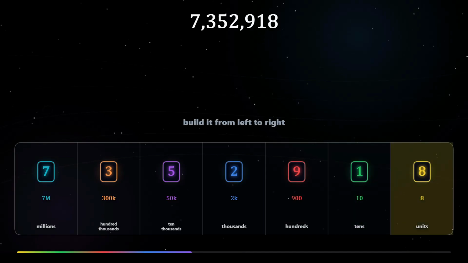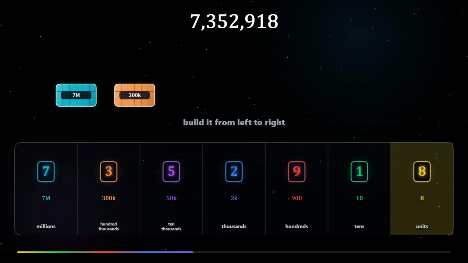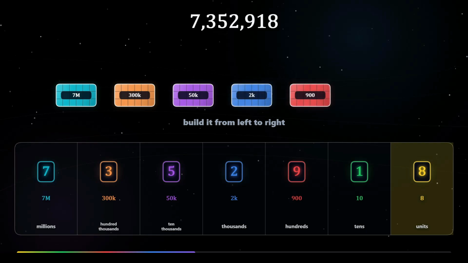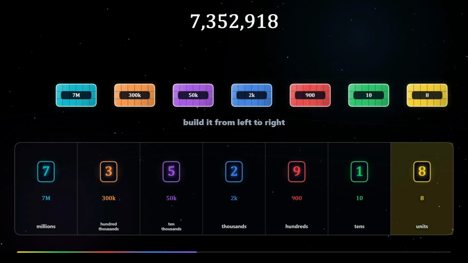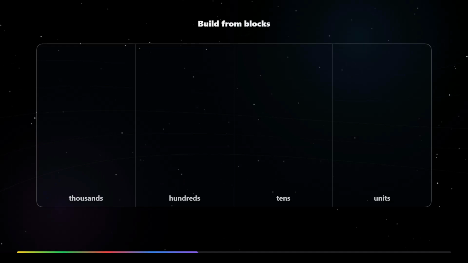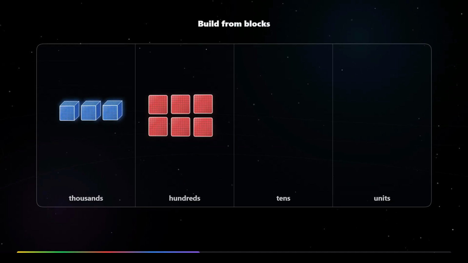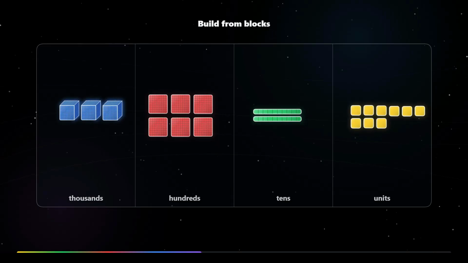Now build it from left to right. 7 million blocks, 300,000 blocks, 5 10,000 blocks, 2,000 cubes, 900 flats, 1 10 rod, 8 unit cubes. Now let's build a number from blocks. Suppose the map shows 3,000 cubes, 600 flats, 2 10 rods, and 9 unit cubes.